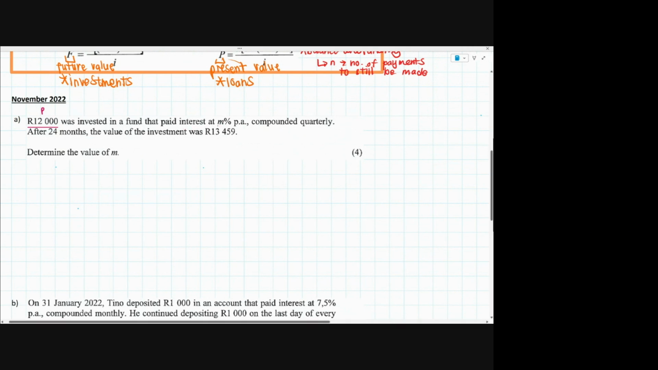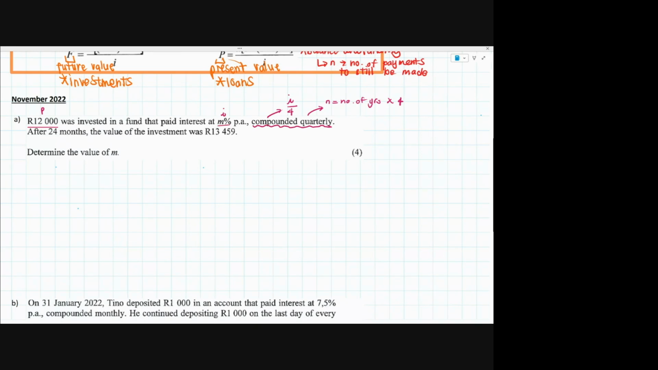We're then told that interest is paid at M% per annum. Now, this is my I value. Obviously, I don't know what it is, but it is my I value. And I need to bear in mind that it's compounded quarterly. So what that means is I would need to take my interest and divide it by 4. But it also means that whatever my N value is, and let's say N is number of years, I would have to times that by 4, because there are 4 quarters in 1 year. So for example, if this was a 2-year period, that would be 8 payments. If it was a 3-year period, that would be 12 payments. So compounded quarterly, very, very important.